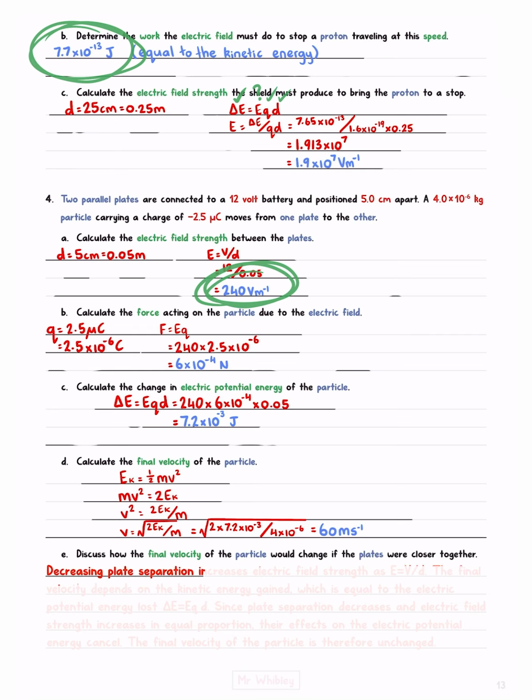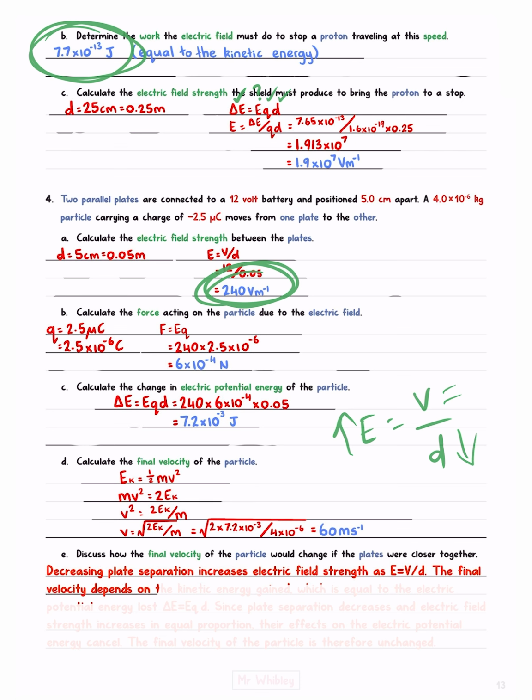Discuss how the final velocity of the particle would change if the plates were closer together. Decreasing the plate separation increases electric field strength, as E is equal to V over D. So with E equal to V over D, keeping our voltage the same while decreasing our plate separation is going to increase our electric field strength. The final velocity depends on the kinetic energy gained, which is equal to the electric potential energy lost, which as an equation is delta E equals EQD.